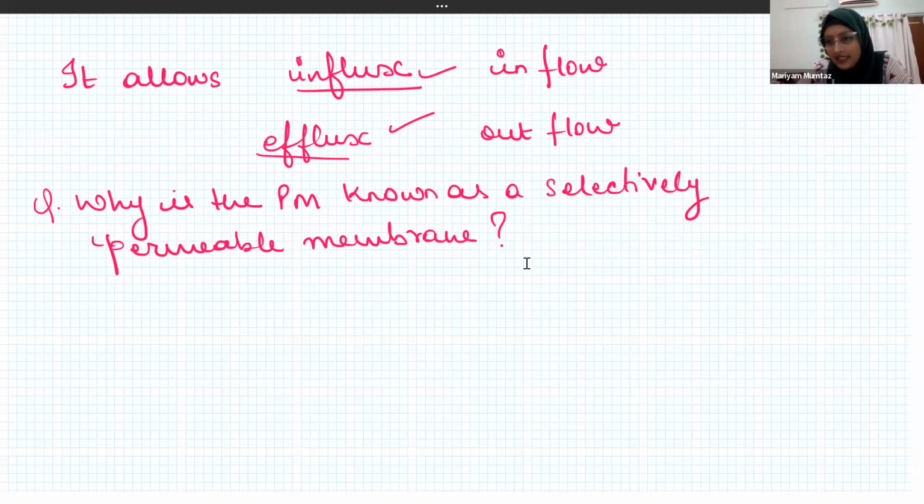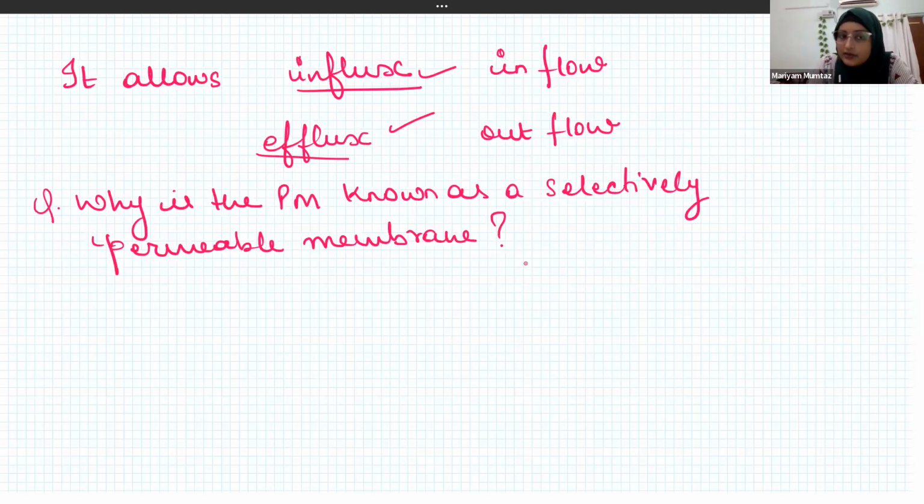So see, Rima, I will explain it to you again. See, a plasma membrane is a protective membrane around the cell. It protects the cell from the external environment, and it is known as semi-permeable membrane. Now, why is plasma membrane known as semi-permeable or selectively permeable membrane? It is known as so because it allows the influx, which is the inflow, and outflow of the materials from outside the cell or from inside the cell. This is the reason why it is known as selectively permeable.